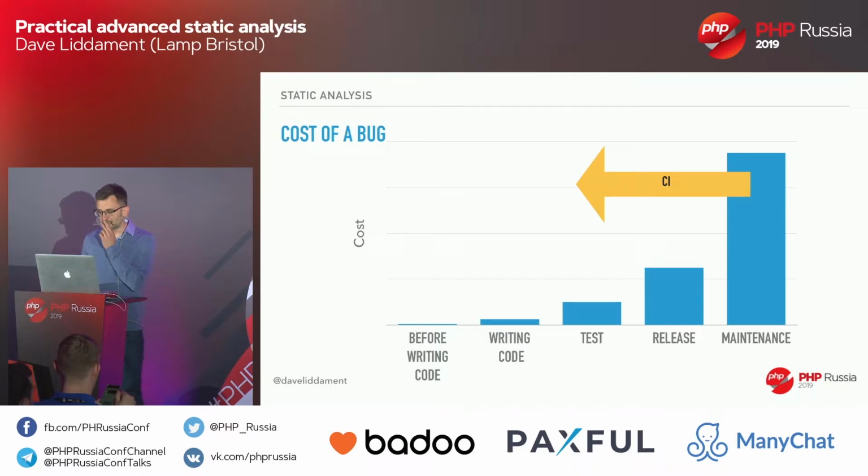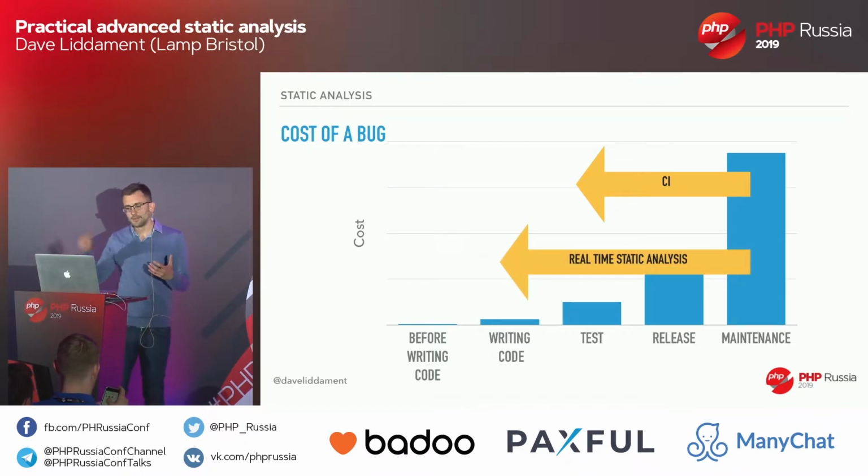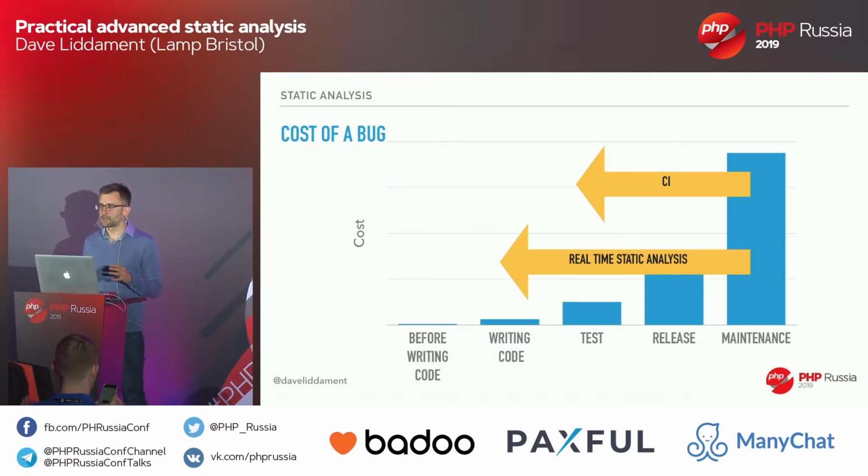So if we think about the cost of our code, we can reduce it by using real-time static analysis to the point where we're actually writing code. We can get bugs all the way there. So there's a big cost saving.